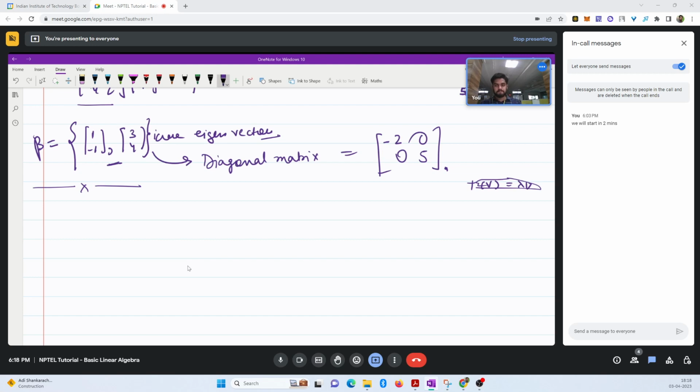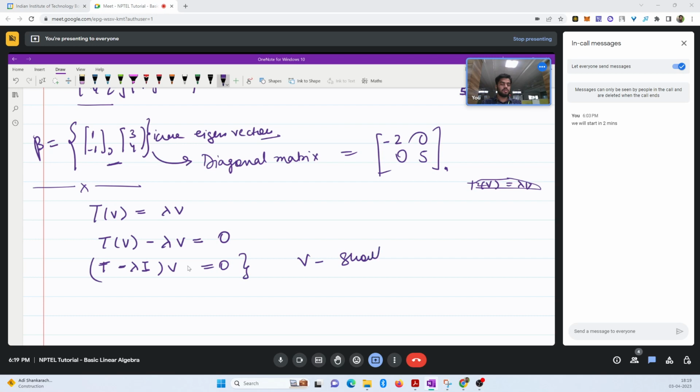Let's see. What do we want? We want T of v to be equal to lambda v. If we take this to the left hand side, we get Tv minus lambda v is equal to 0. We can take the vector v outside, so we get (T minus lambda I) v is equal to 0. What we want is our v to be non-zero.